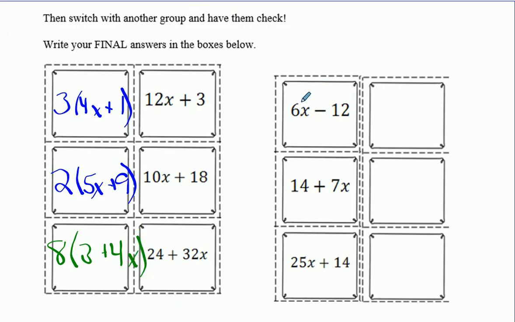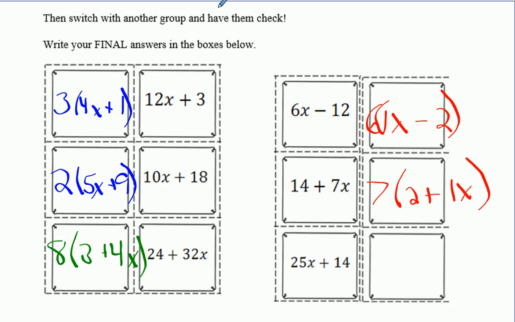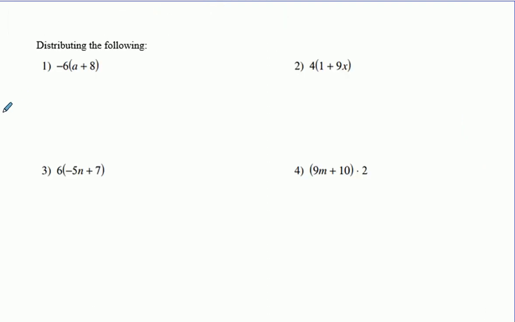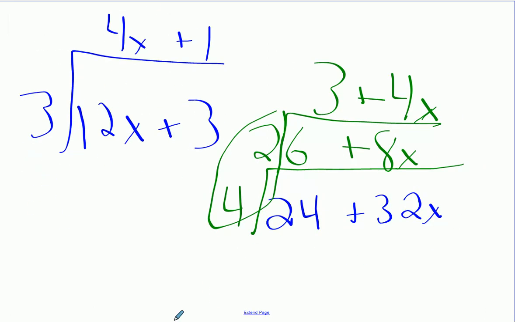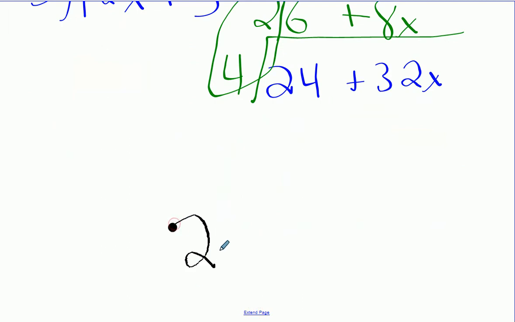Next one, 6x minus 12. You should have a 6 on the outside with a 1x or just x minus 2 on the inside. 14 plus 7x. 7 will divide into both of those, leaving 2 plus 1x or just plus x on the inside. And the final one, I don't know if you got stuck on this one. We'll see. I'm going to give some extra room here. The final one was 25, what was it?